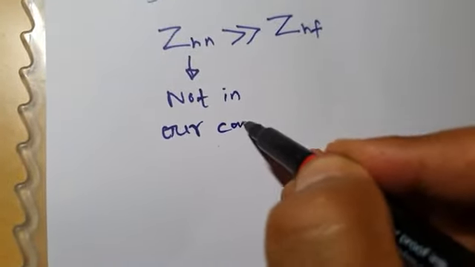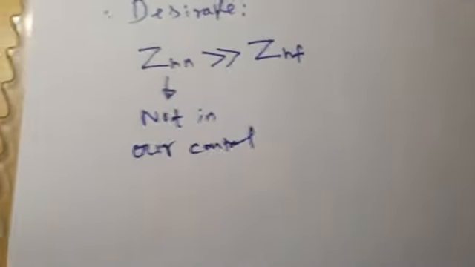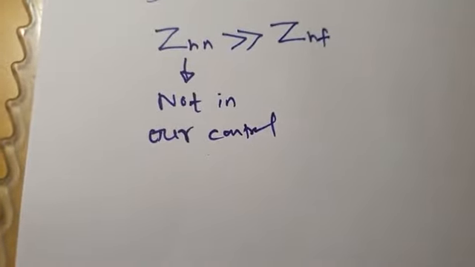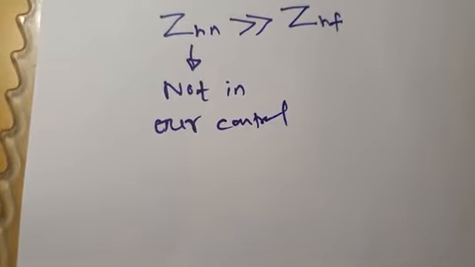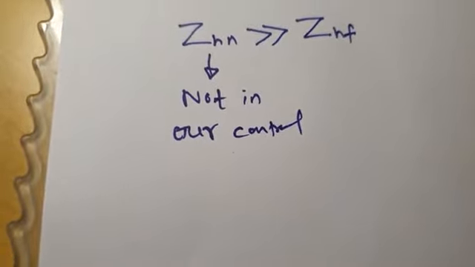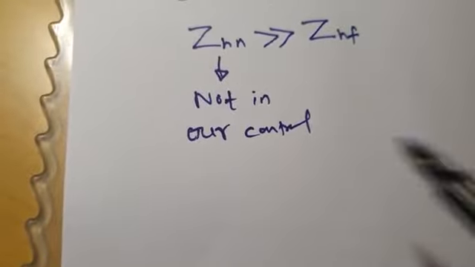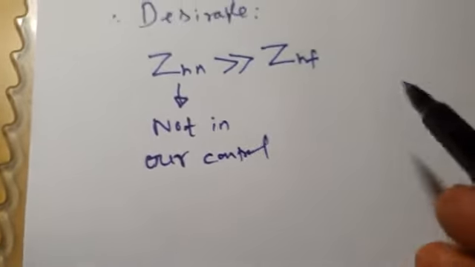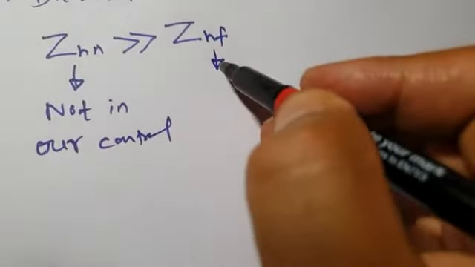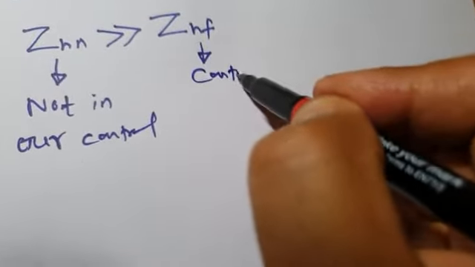Not in our control. Whatever AC network is already there, your converter is connected to the AC source through the converter transformer. Whatever the impedance of the AC network is, that depends upon the AC network configuration, and it is not at all in our control. We cannot make it infinite. We cannot increase it. We cannot decrease it. What is in our control is filter impedance. So filter impedance is controllable.